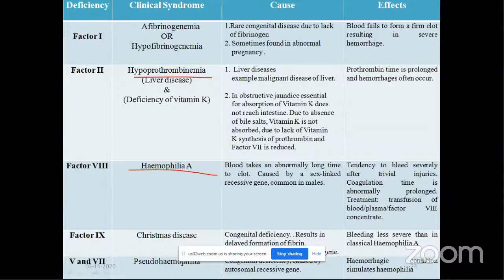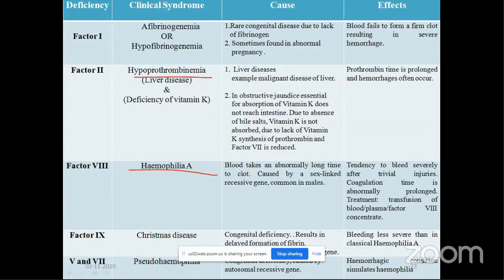And here the blood takes a very long time, even after a very minor injury, to clot. There is delayed clotting of blood due to factor 8 deficiency. It manifests as a bleeding disorder, that means a tendency to bleed excessively, severely, even after trivial or minor injury. And here the clotting time becomes abnormally prolonged. And what is the treatment? We can provide factor 8 concentrates. Transfusion of blood can be given, or transfusion of plasma, which is rich in factor 8, or factor 8 concentrate can be given.